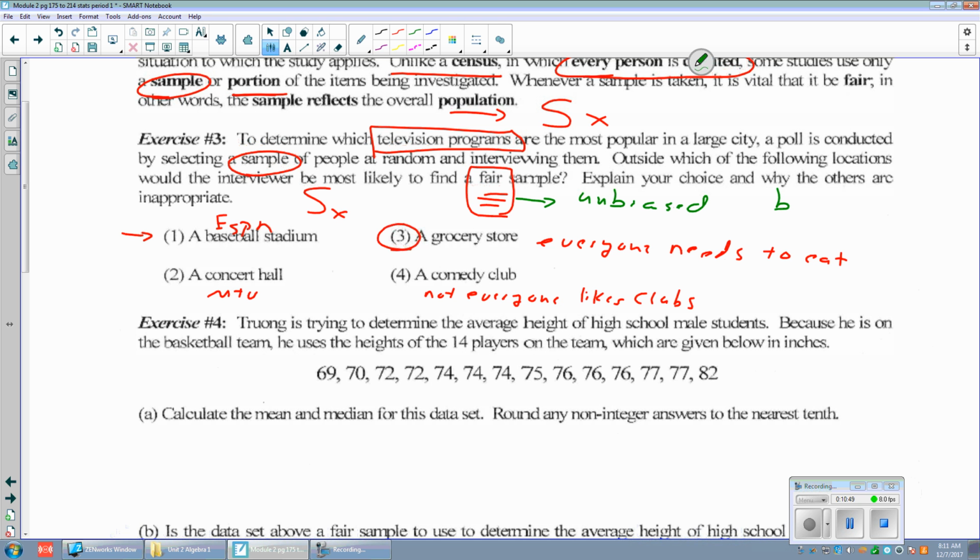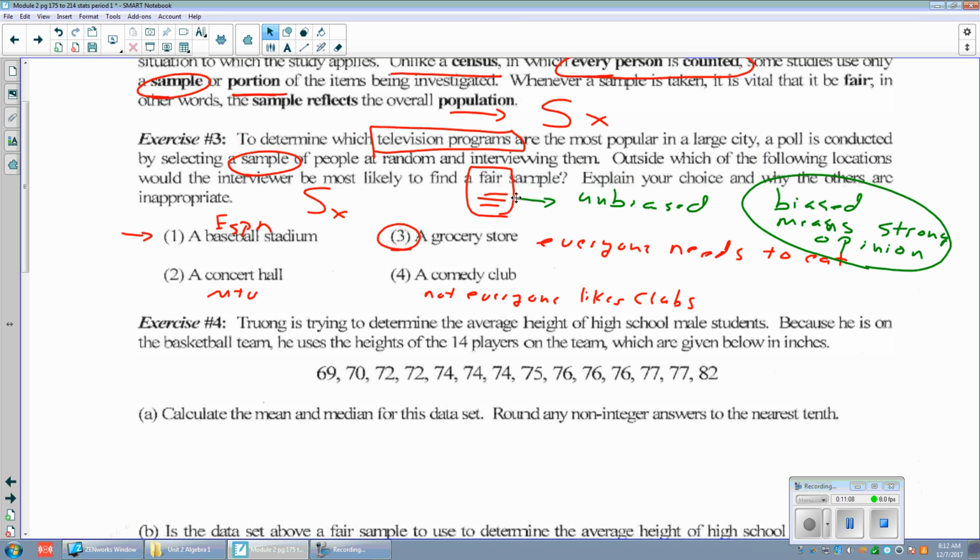So, bias means strong opinion. Unbiased means you don't have a strong opinion. Give you a second to write that down. How many of you knew unbiased and biased before 10 seconds ago? About a third of us.